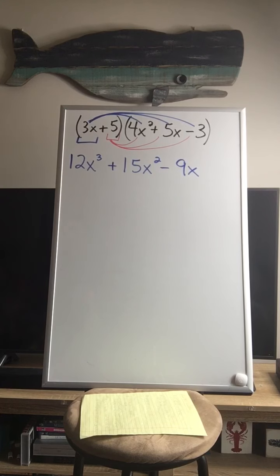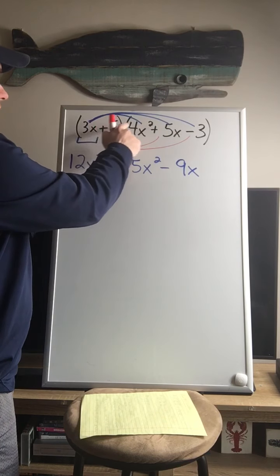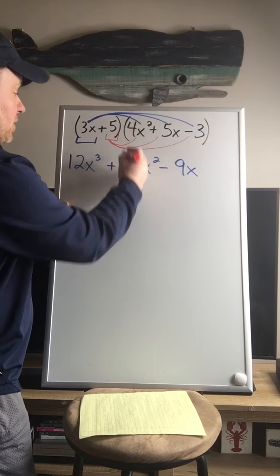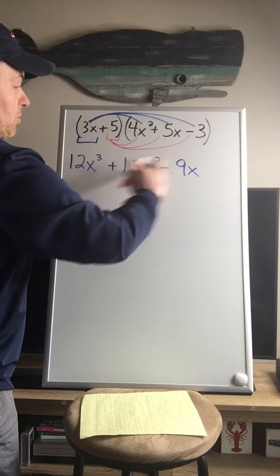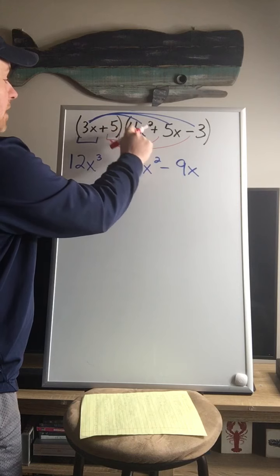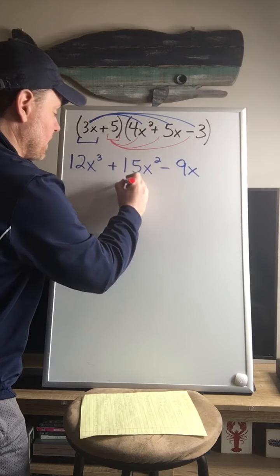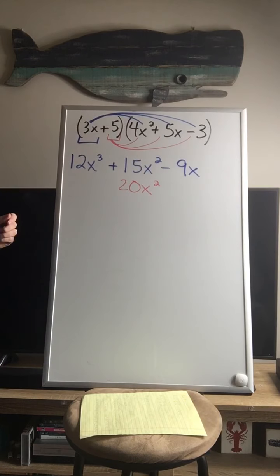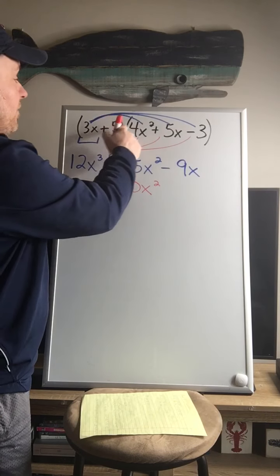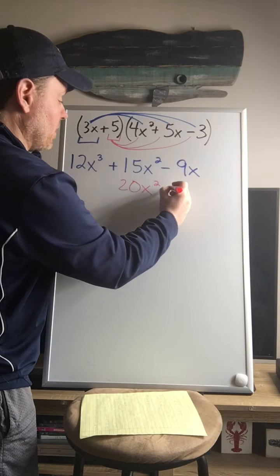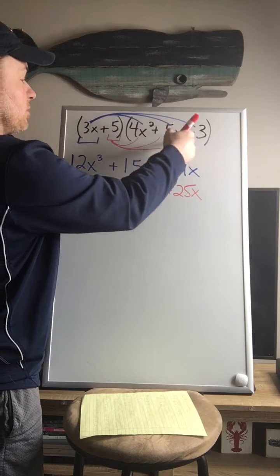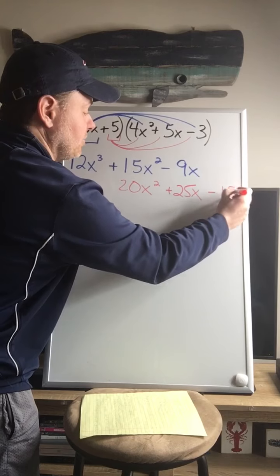Okay? So 5x times 4x squared, that's 20x to the second. I'm actually going to write it underneath since I'm running out of room going this way, because I know I'm going to combine it with the 15x to the second. 5 times 5x is 25x. And then 5 times minus 3 is minus 15.